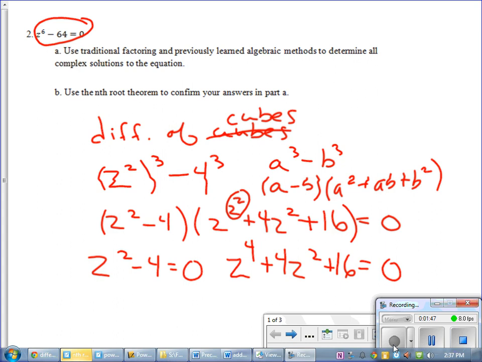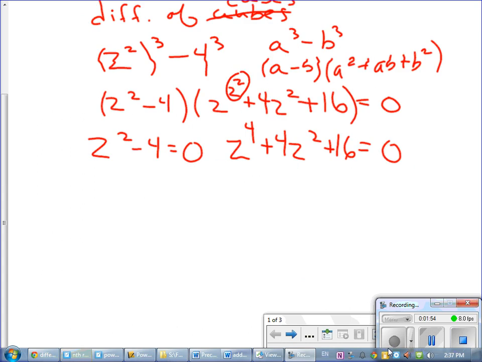Okay, so now we're solving each of these factors. So in the first one, I have z squared minus 4 equals 0. I'm going to add 4 to both sides, get that z squared equals 4. Take the square root, and I get that z equals positive or negative 2. So there's 2 solutions there.